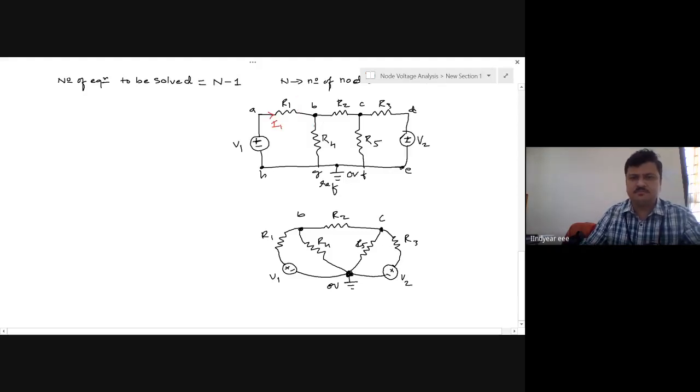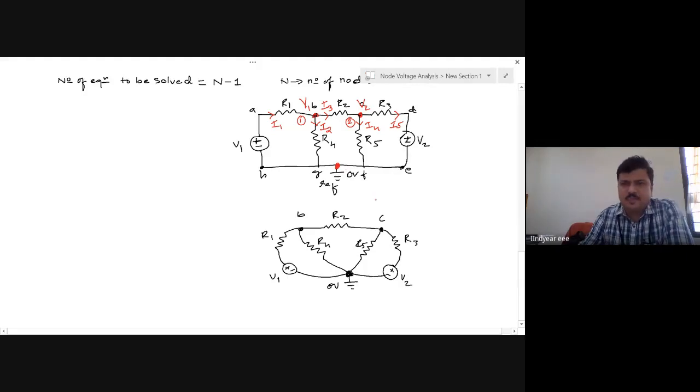Let this be I1, I2, I3, I4, I5. Okay, so this is a reference node of 0 volts. I will take this as node 1 and this as node 2. Let me take the voltage at node 1 to be V1 here and voltage at node 2 to be V2.